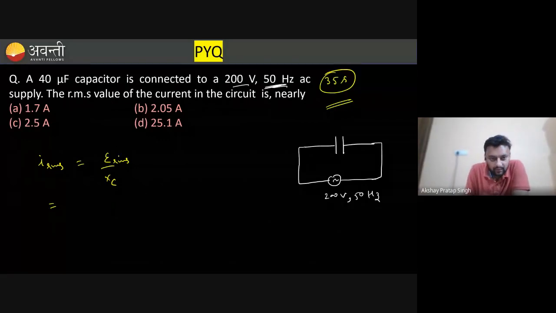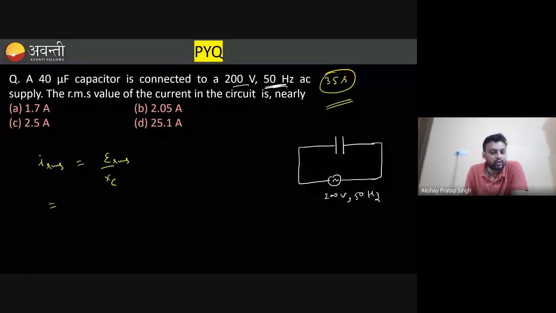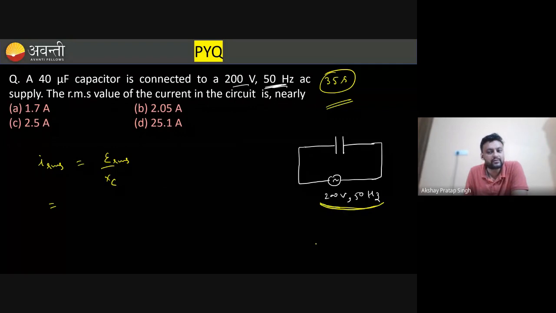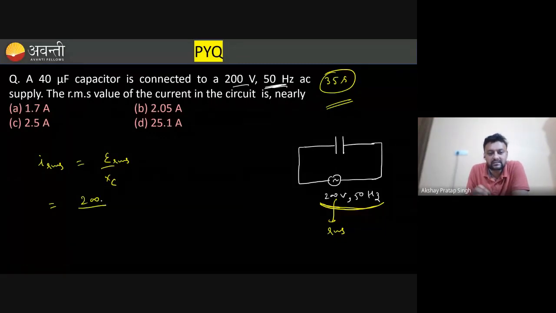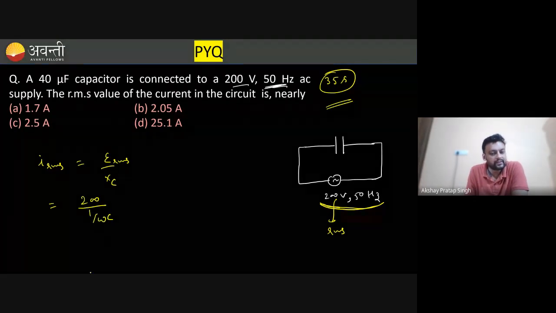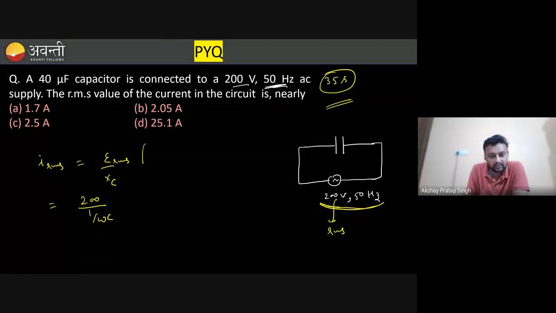Now for the time being, what is E_RMS? I told you yesterday, whenever there is a supply given, then this value is nothing but the RMS value. So this is the RMS value, directly given as 200 volt. XC is what? 1 upon omega C. This omega C can be transferred to the numerator. So how can you write I_RMS is equal to omega C, that is 2 pi F into C into 200.